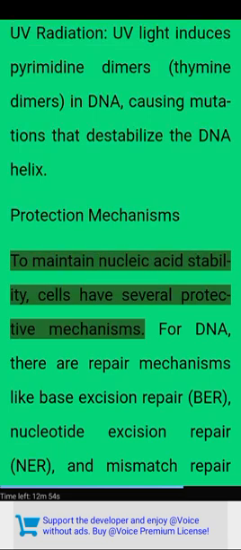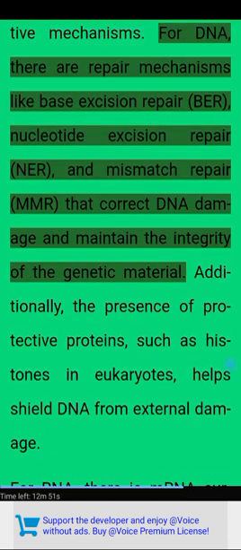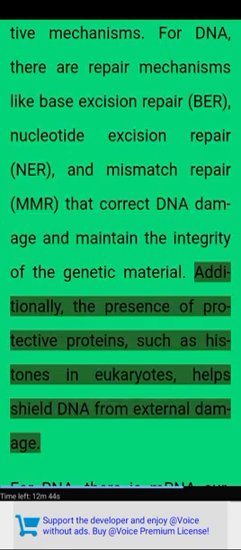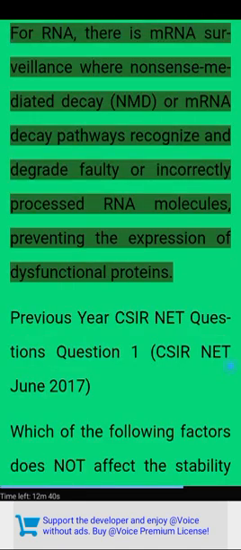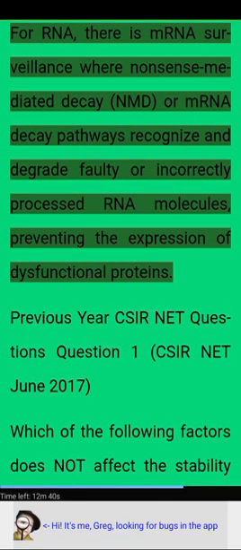Protection mechanisms. To maintain nucleic acid stability, cells have several protective mechanisms. For DNA, there are repair mechanisms like base excision repair (BER), nucleotide excision repair (NER), and mismatch repair (MMR) that correct DNA damage and maintain the integrity of the genetic material. Additionally, the presence of protective proteins, such as histones in eukaryotes, helps shield DNA from external damage. For RNA, there is mRNA surveillance, where nonsense-mediated decay (NMD) or mRNA decay pathways recognize and degrade faulty or incorrectly processed RNA molecules, preventing the expression of dysfunctional proteins.